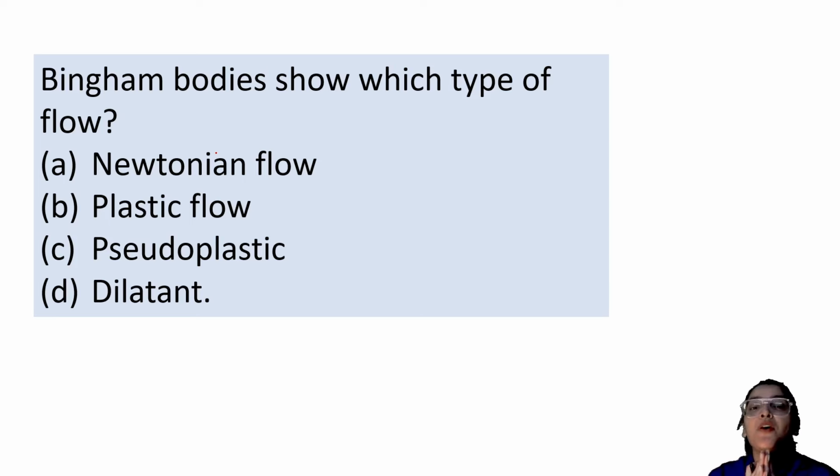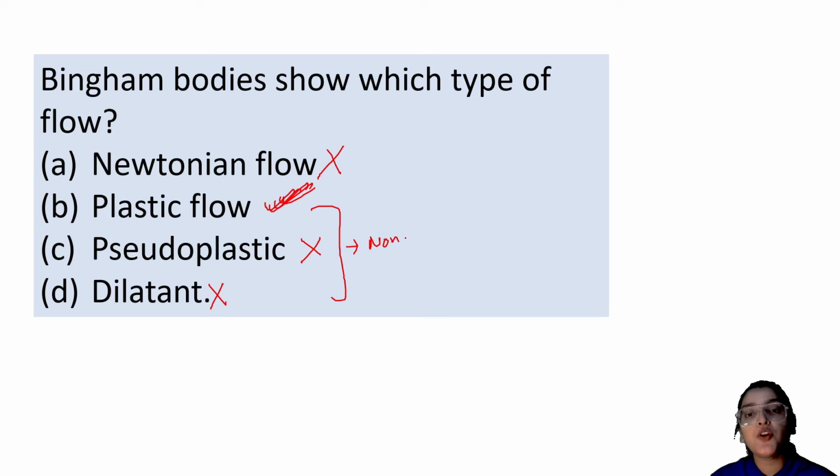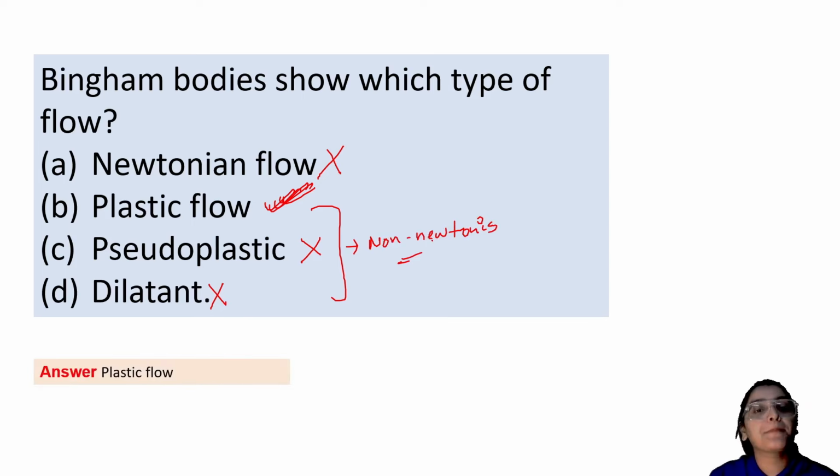So first option, Newtonian flow, is directly incorrect because Bingham bodies do not belong to the Newtonian systems. These belong to the plastic systems, not the pseudoplastics and not the dilatant. All three of these come under the non-Newtonian ones. But the correct answer is B, plastic flow.